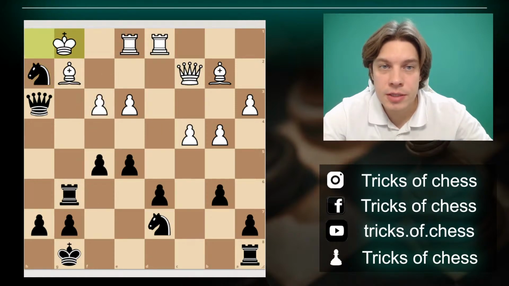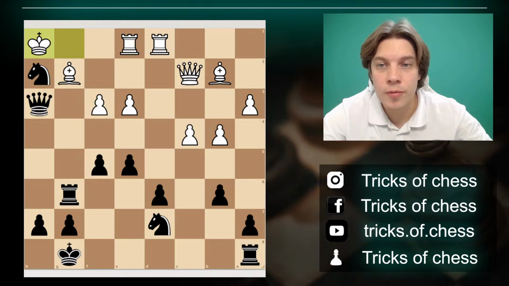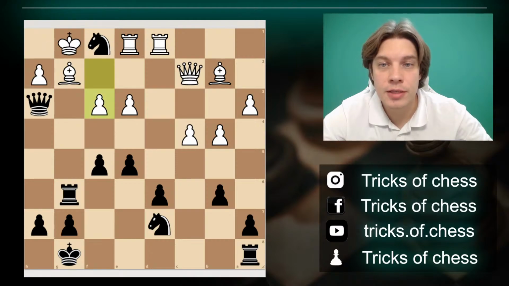If king h1 in this position, now knight f3 doesn't work because of our queen hanging. But after queen h5, we are threatening with this move. And it's actually a checkmate. It will be a checkmate. Okay, let's go back. So f3 doesn't work because of knight h2.